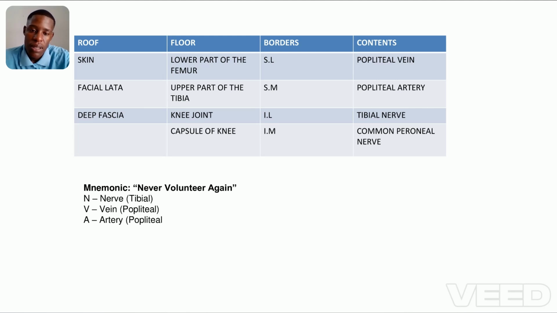Now, what are the contents of the popliteal fossa? Remember when we talked about the popliteal fossa, we said it has important nerves and vessels. So we've got the popliteal artery, the tibial nerve, the common peroneal nerve, and also a bit of fat, and we've also got lymph nodes in the popliteal fossa. The easiest way we can remember the contents of the popliteal fossa is by the mnemonic "Nerve Vein Artery". N is for our nerve, which is our tibial nerve. V is for our vein, which is our popliteal vein. And A is for our artery, our popliteal artery.